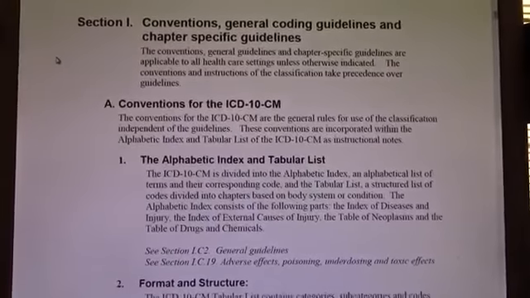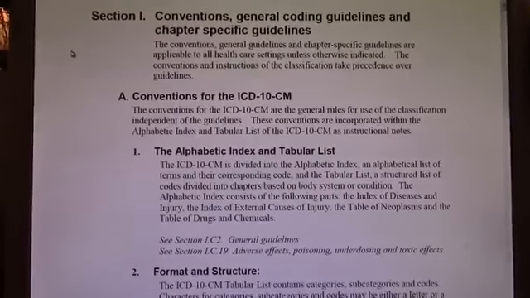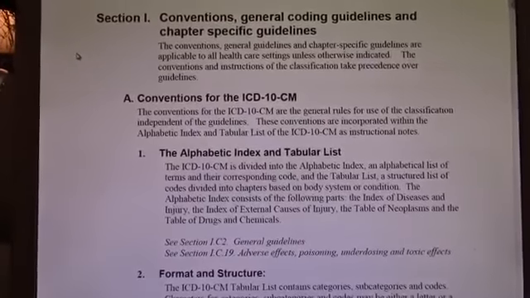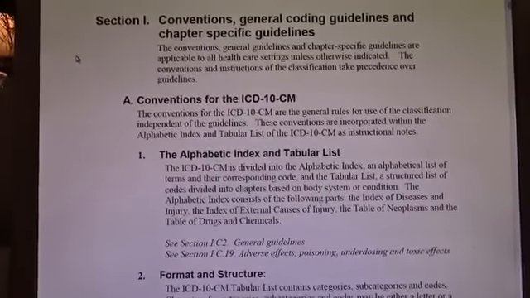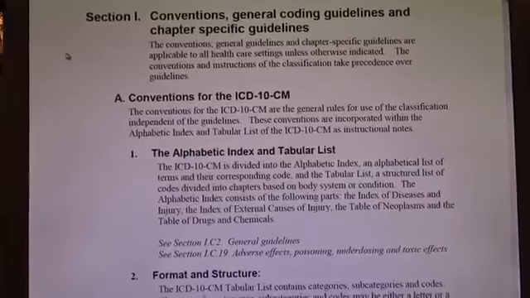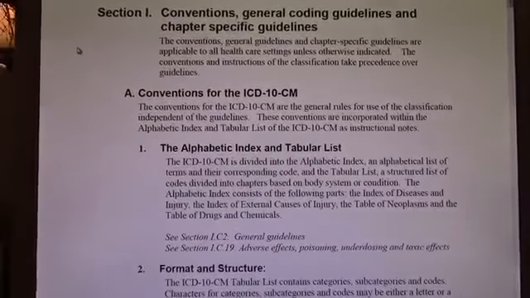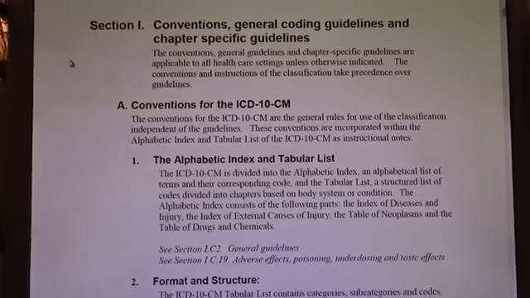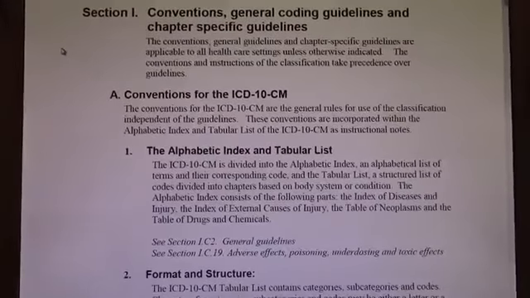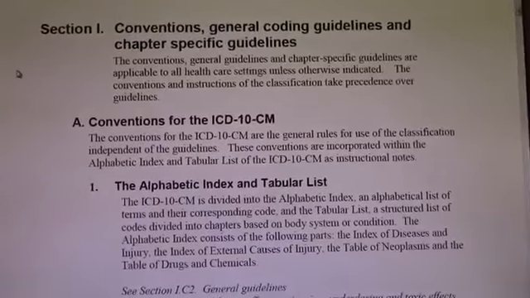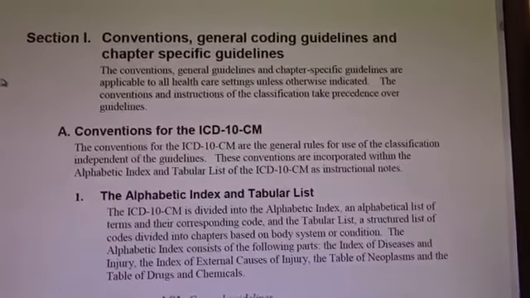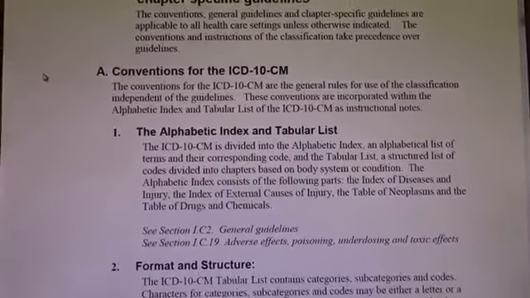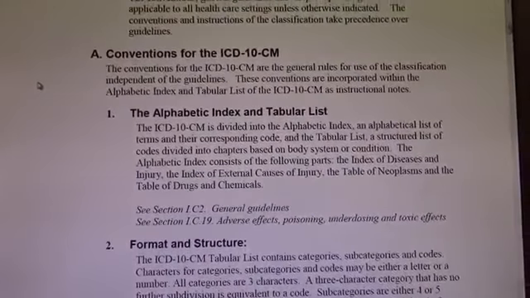Now looking at A, it talks about conventions. Conventions for ICD-10. Now remember, these conventions are general rules for the use of the classification independent of the guidelines. So these are the conventions. These are the steps to using your code book. These conventions are incorporated within the alphabetic index and the tabular list of your ICD-10-CM code book. So remember, in a previous video, I described the difference between your alphabetic index and your tabular list.